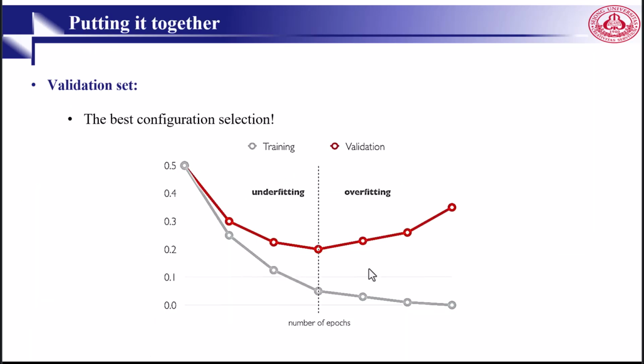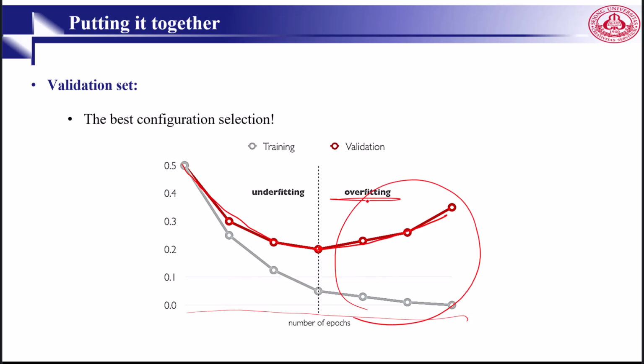Then we go for the validation set. We use a validation set to select the best configuration. For example, to select the best number of epochs, stop training when the validation set error increases. We want to know how many epochs we need, right? From here, it's decreasing, and then suddenly here it increases. So if we go beyond this number of epochs, we will face the problem of overfitting. If we go for less than this number, we will face the problem of underfitting. So here is the optimal number of epochs.